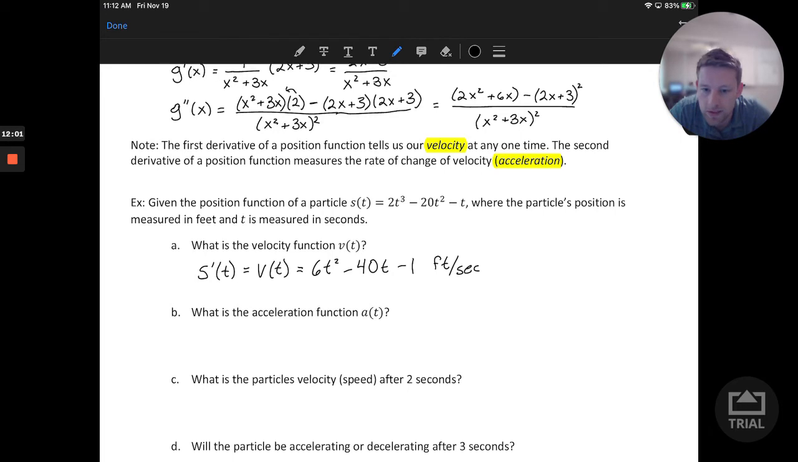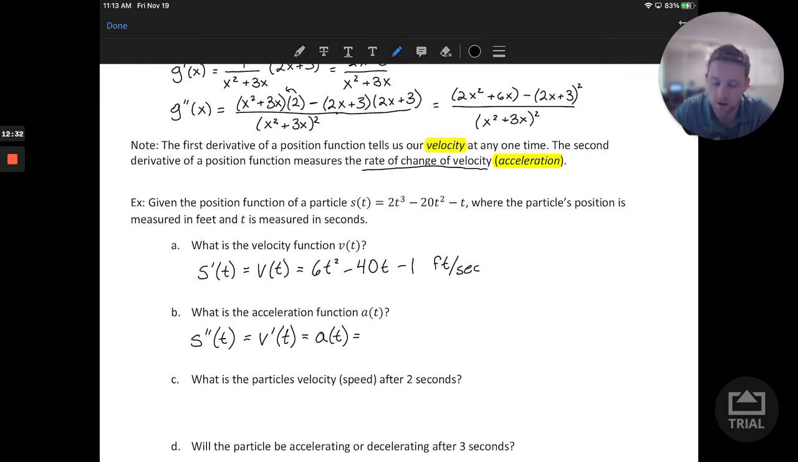What is the acceleration function, a of t? So the a of t can be expressed in a couple ways. This could be expressed as the second derivative of the position, or in other words, we could say that's the derivative of our velocity, or the rate of change of our velocity that's mentioned up above here. Again, all these are saying the acceleration. We call that a of t.